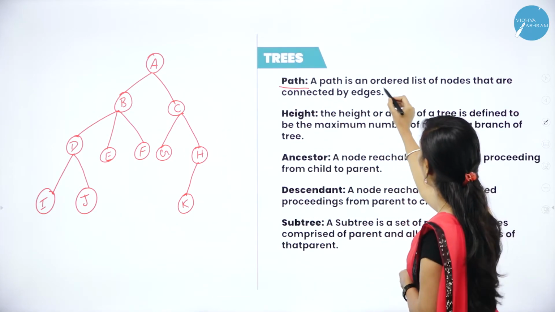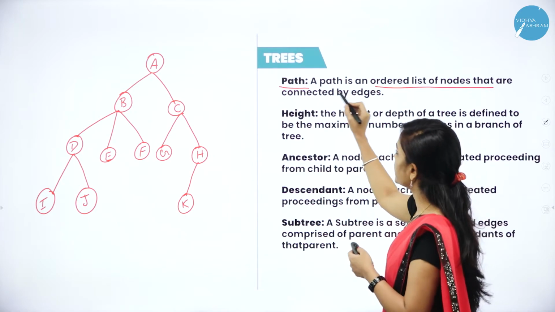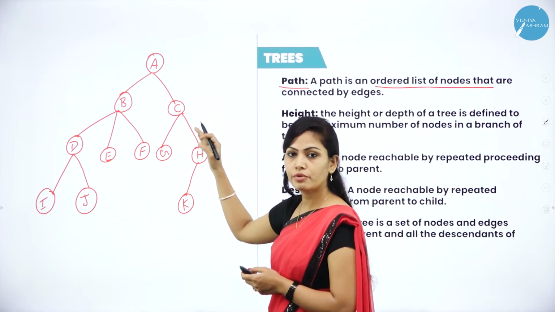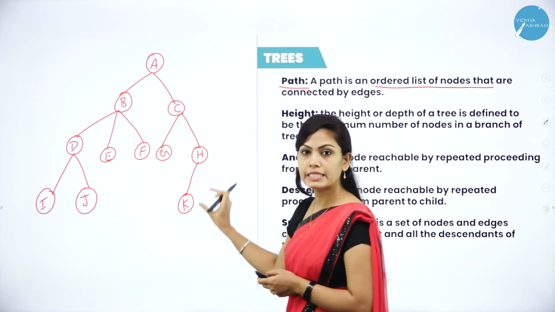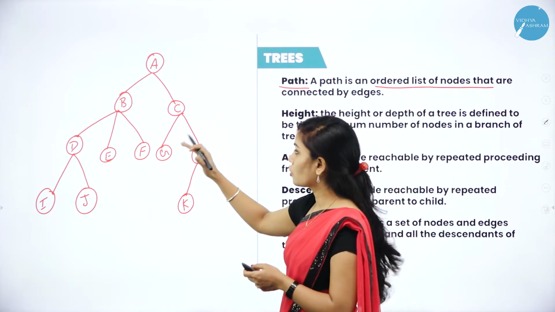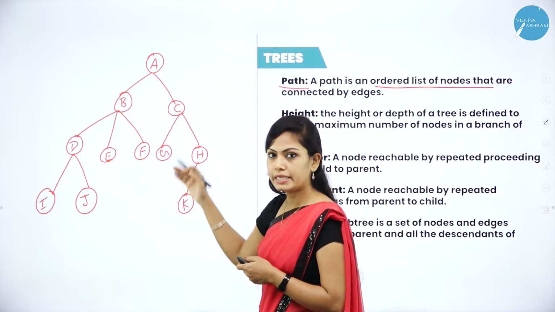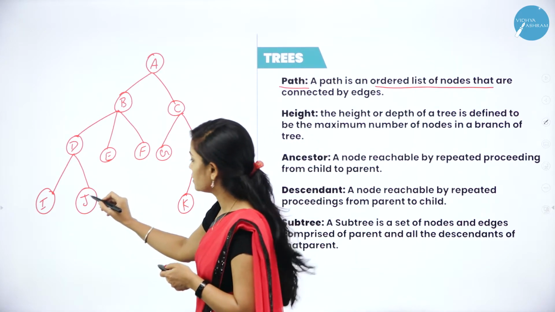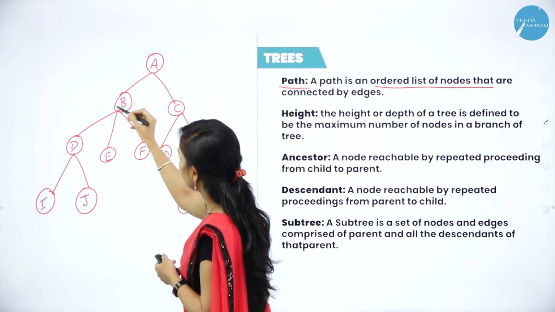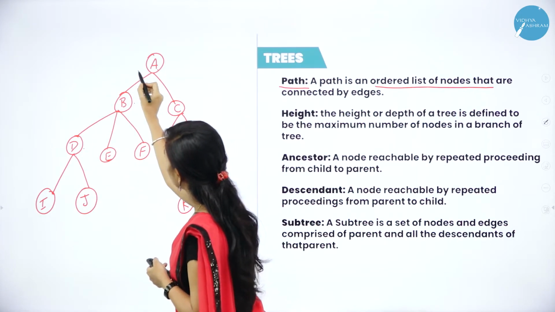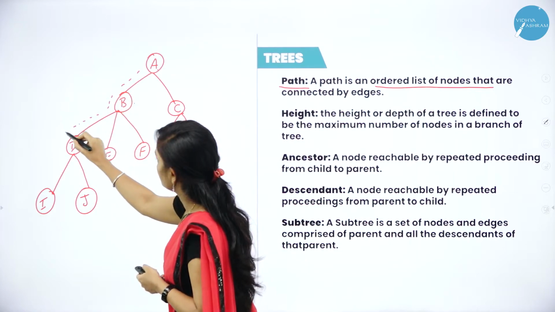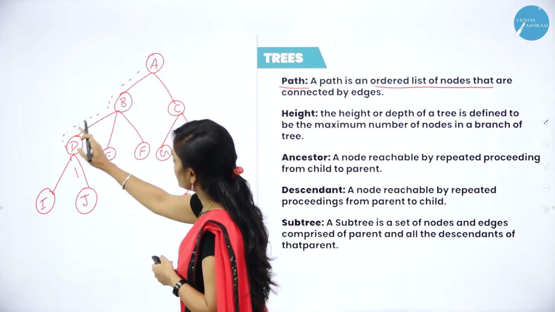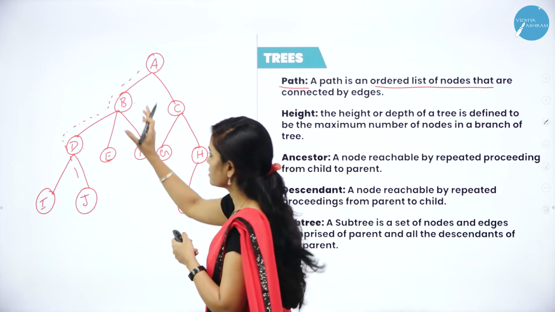So here, path is an ordered list of nodes that are connected by edges. Path means a sequence of consecutive nodes from source node to destination node. Example, what is the path of J node? That is A, B, D and J. This is the path of J: A, B, D, J. This is called a path.